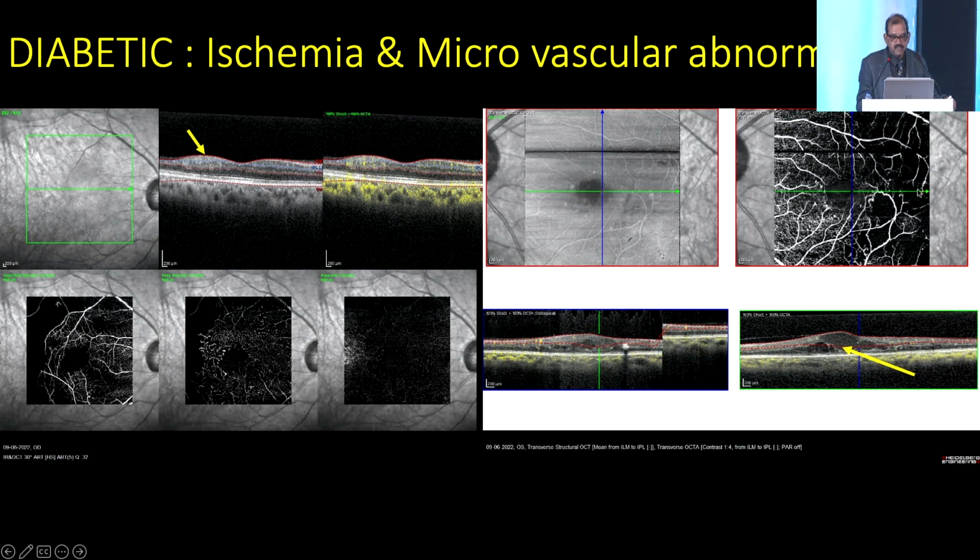Now, this is a diabetic patient. Here you can see these are the areas of capillary dropout and ischemia in the posterior pole. And this is the superficial vascular network layer. This is the deeper layer where you can see the vascular abnormalities also. And on the corresponding OCT cross-section, you can see the flow pattern, and also you can see the anatomical, the morphological changes that are happening within the retinal layers.